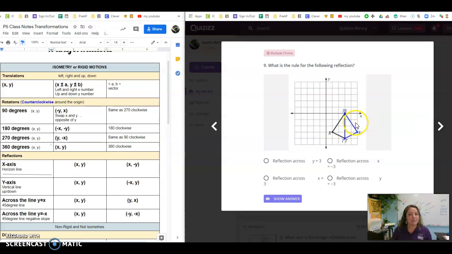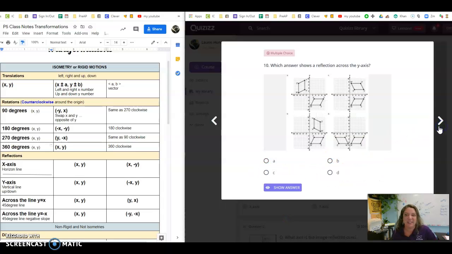Oh, this is a tricky one. This is a good one. This has been reflected on a different line. If you watched the first video that I sent with the GeoGebra assignment, that was in there. But keep in mind that a vertical line that goes straight up and down is going to be an x equals. If I count on my x-axis, right here where S and T are, that is at x equals 3. So this is going to be a reflection across x equals 3. And so it does end up being this one down here.